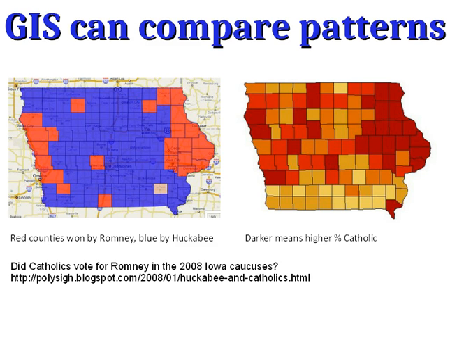GIS can also compare patterns between two different data sets. If you think there's some relationship between one thing and another thing, you can put them into a GIS to see if they really do correspond spatially. So here's an example from the 2008 Republican caucuses in Iowa. This is one of the first stages of deciding who's going to be the presidential candidate.